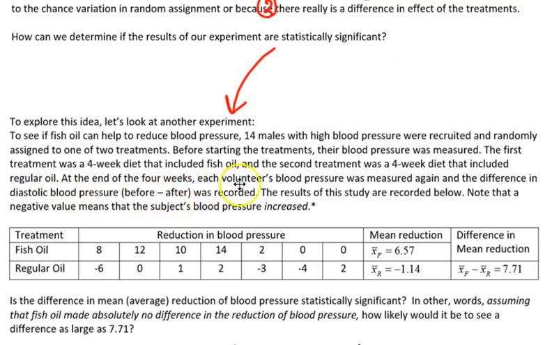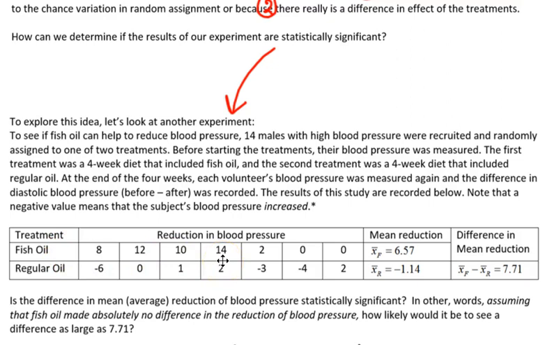At the end of 4 weeks, each volunteer's blood pressure was measured again, and the difference in diastolic blood pressure, before minus after, was recorded. The results of the study are recorded below. Note that a negative value means that the subject's blood pressure increased, because we're doing before minus after. We hope to see that the before is bigger than the after. Okay, so here are the results.